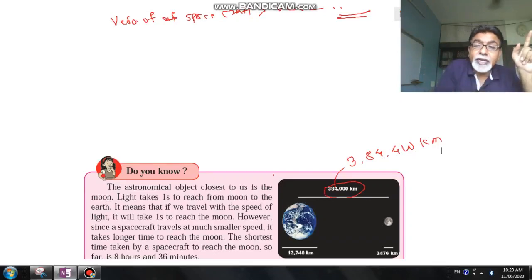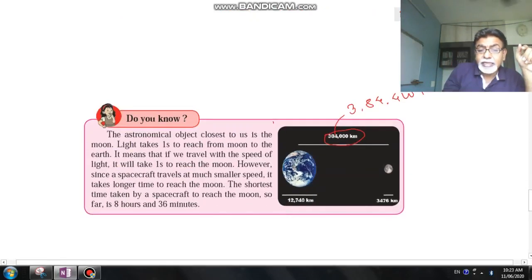But traveling with the speed of light is not possible, and our spacecrafts travel with much lower speed than that. Their speed is huge, no doubt, but it is low compared to light. Look at here, the shortest time taken by a spacecraft to reach the moon is only 8 hours and 36 minutes. So just calculate. I am giving you one question. What was the speed of this spacecraft?